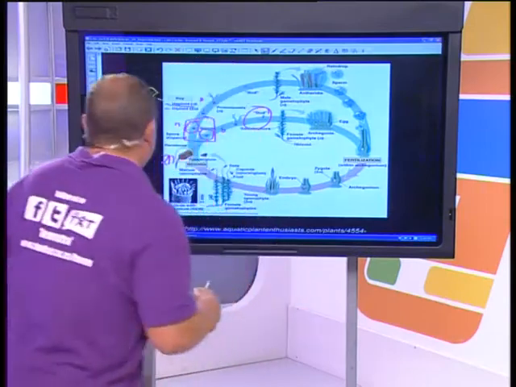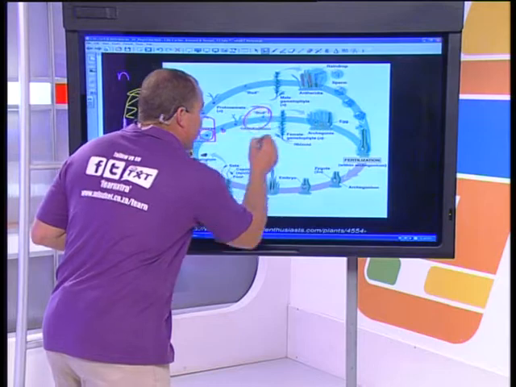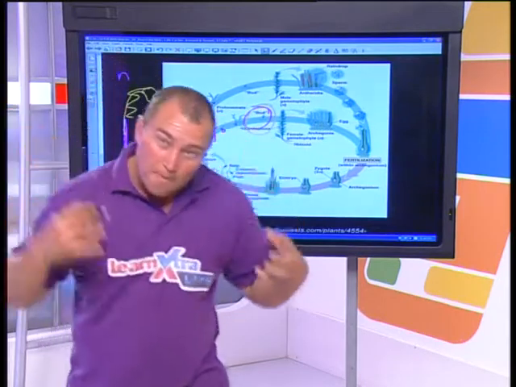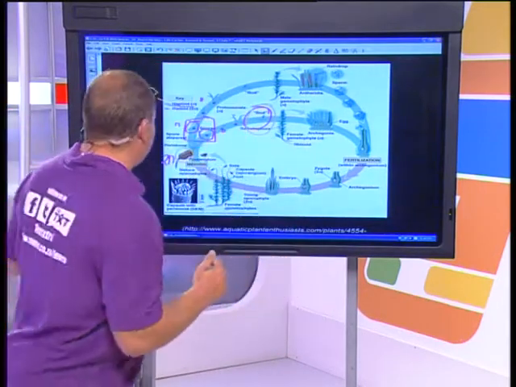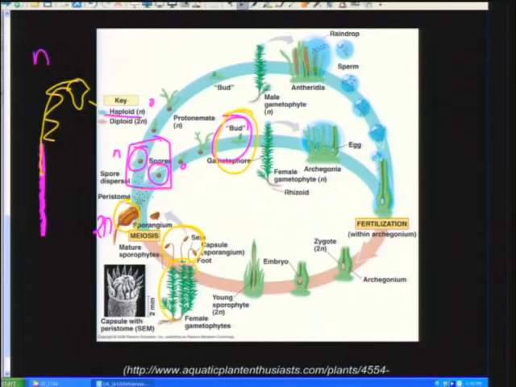So alternation of generations means that there is a complete plant in the gametophyte generation, and there is a complete plant in the sporophyte generation. There it is. Can you see? That part is the gametophyte generation. The top part is the sporophyte generation.